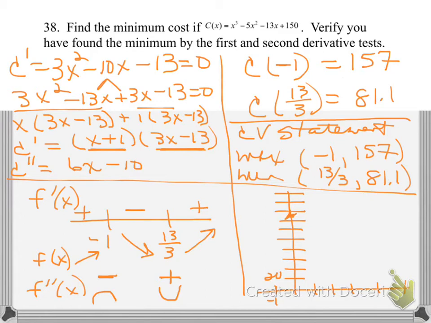At -1, I have a value of 157. So if that's 150, it's a little bit higher. And at 13/3, which say is about there, I have a value of 81. So that's 20, 40, 60, 80, a little bit over there.